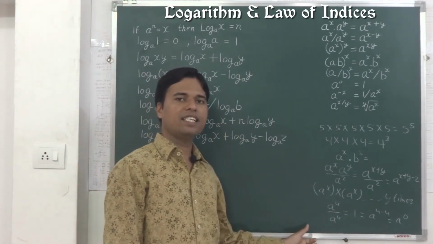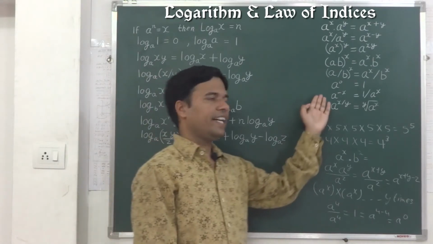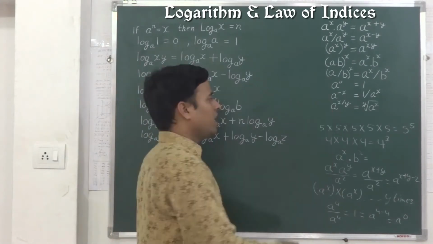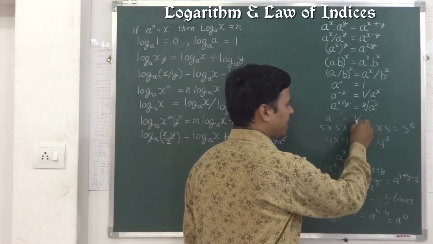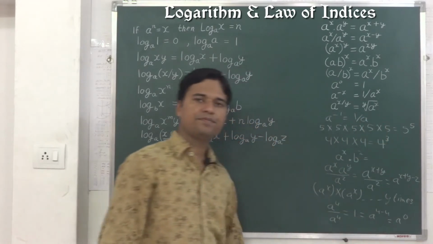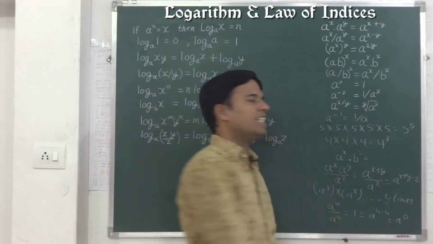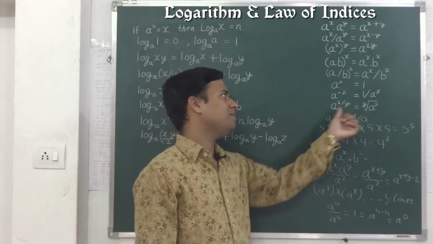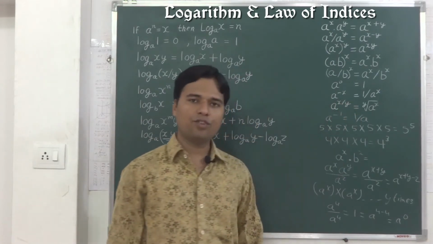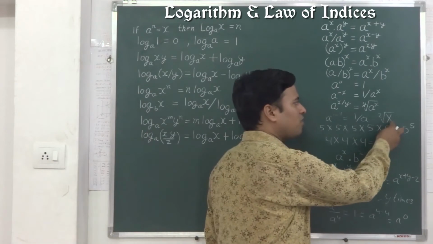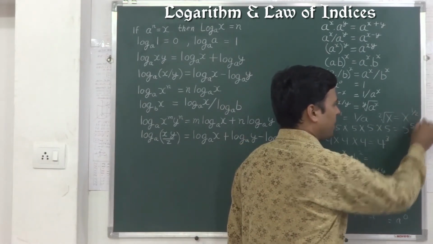But the must condition here is that a is a non-zero number. In the second last formula, if a has the power minus 1, you can write it as 1 upon a. The a power x and its yth root can be written as a power x upon y. If you want the square root of x, it is written as x power 1 by 2.